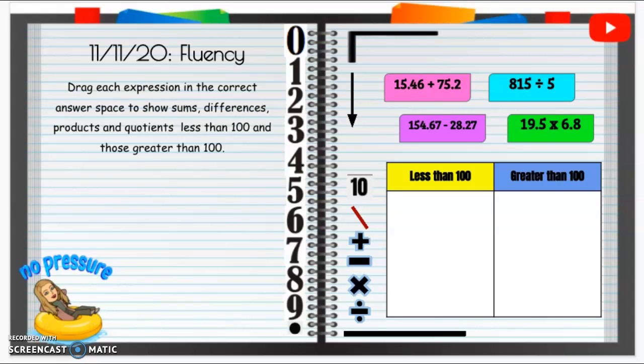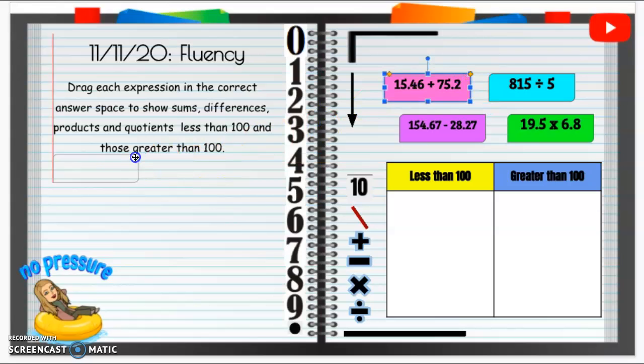November 11th, 2020, Fluency. Drag each expression in the correct answer space to show sums, differences, products, and quotients less than 100 and those greater than 100. So whatever our sum, difference, product, or quotient is, if it's less than 100, we'll drag it to this box. If it's greater than 100, we'll drag it to this box. So let's take a look.